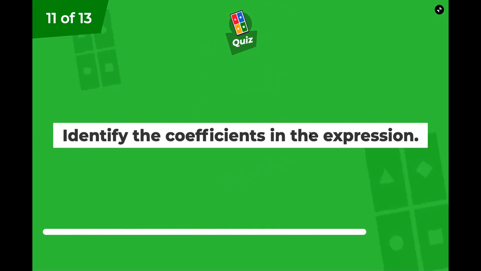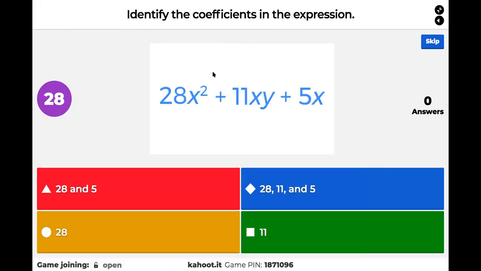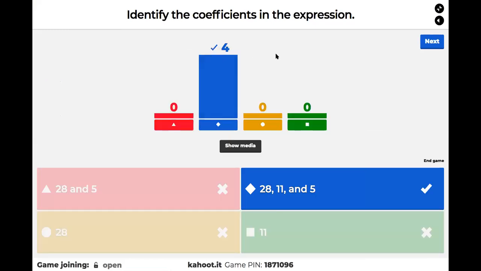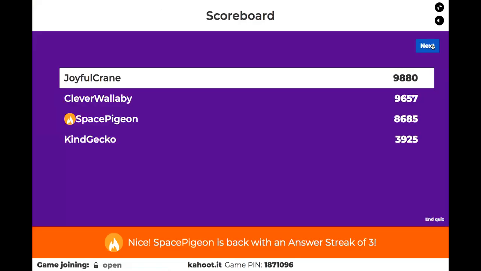Identify the coefficients in the expression. Okay? So we have a lot of things here. Let's see if we can do it without the circles. Oh, you guys are way faster than me. I think I'm the last one to answer.